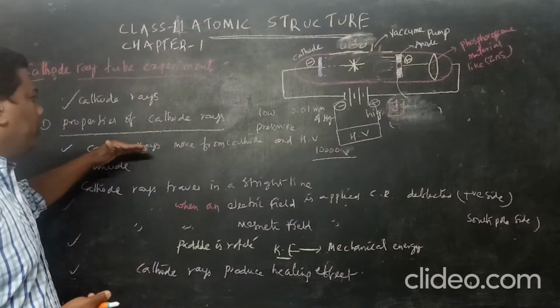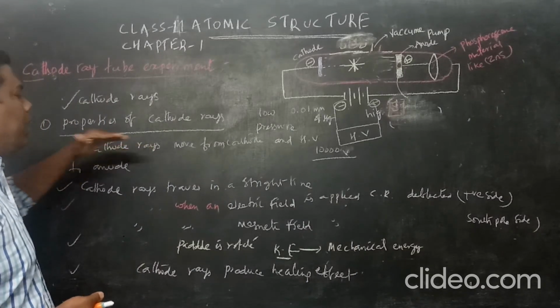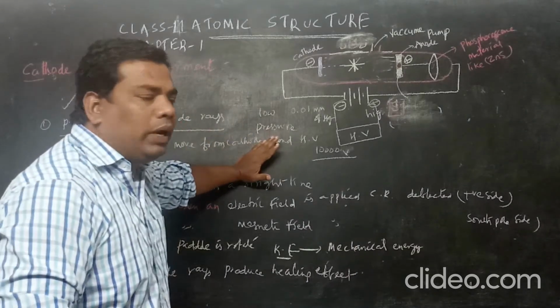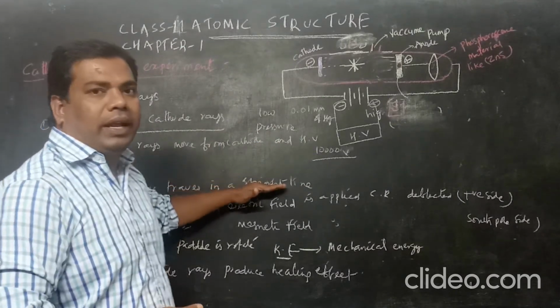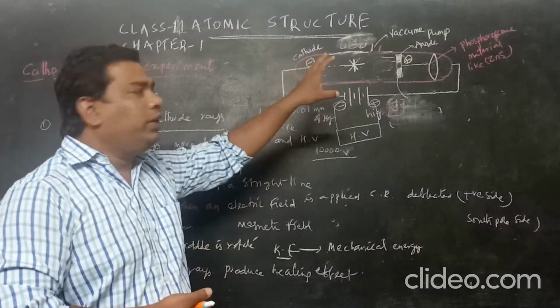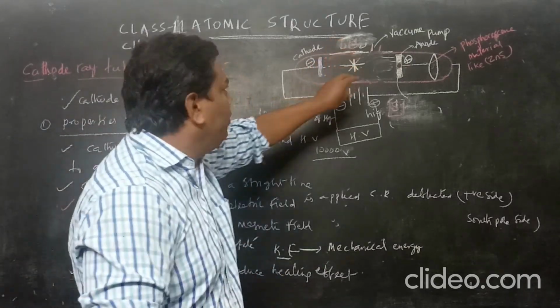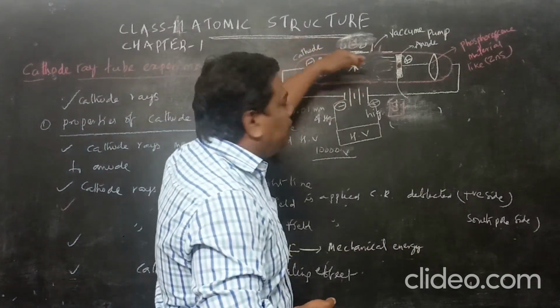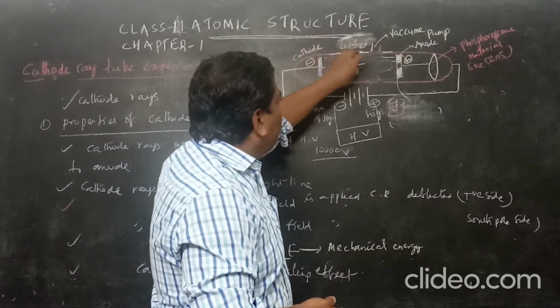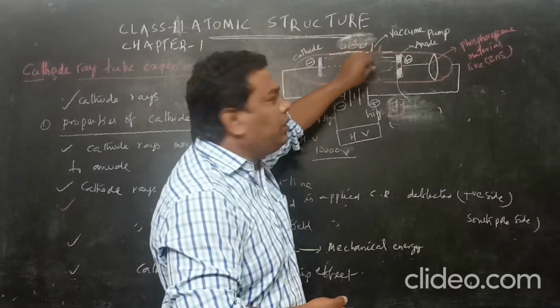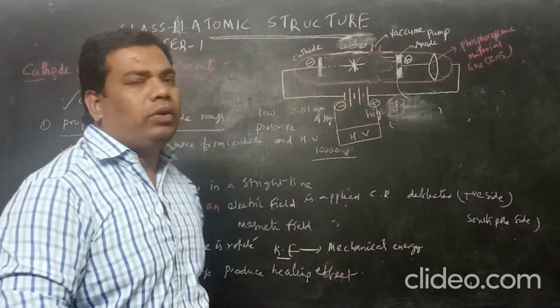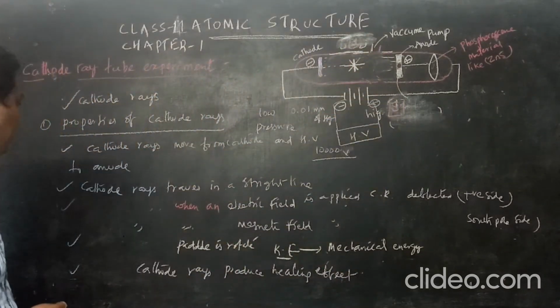Okay, so the properties once again we will discuss, right? Cathode rays move from cathode to anode, and the cathode rays travel in a straight line. We can observe this when we place a solid material in the path of the cathode rays. We will get the shadow of this object, which indicates that the cathode rays travel in a straight line, right?